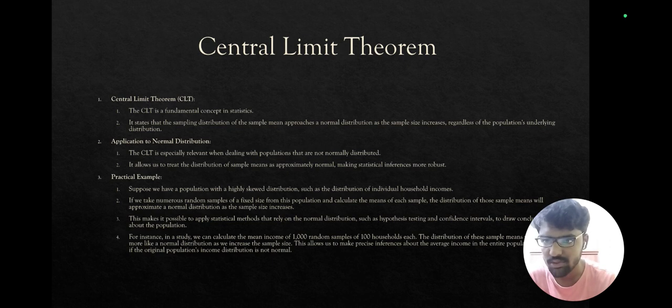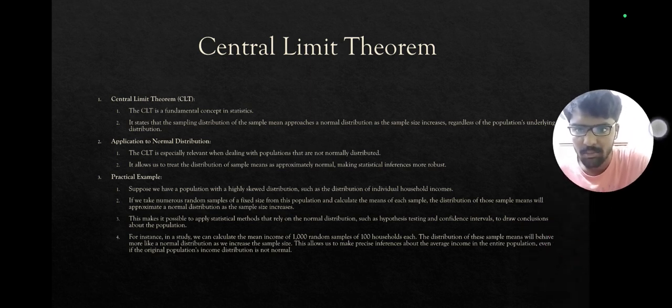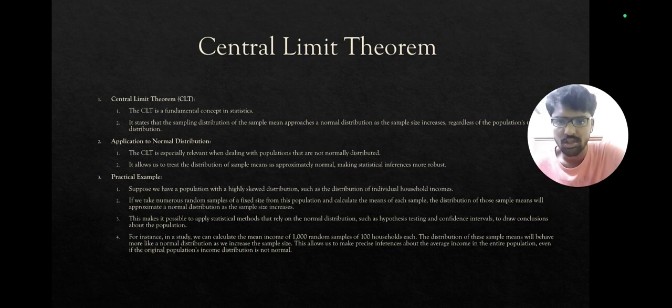Example: suppose we have a population with a highly skewed distribution, such as the distribution of individual household incomes. If we take numerous random samples of a fixed size from the population and calculate the mean of each sample, the distribution of those sample means will approximate a normal distribution as the sample size increases.